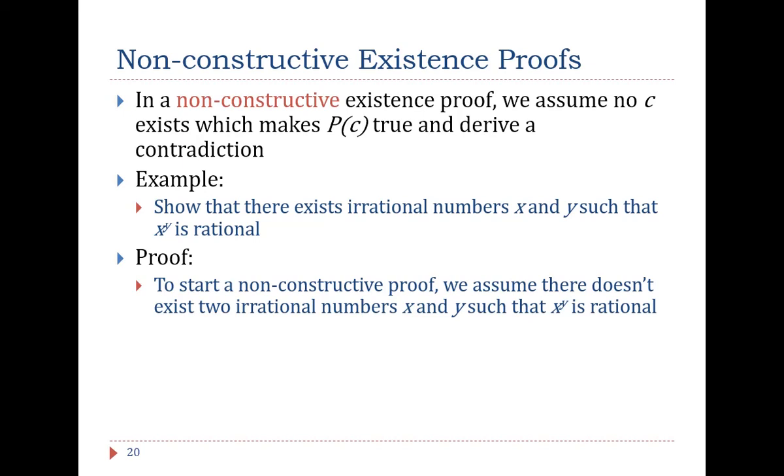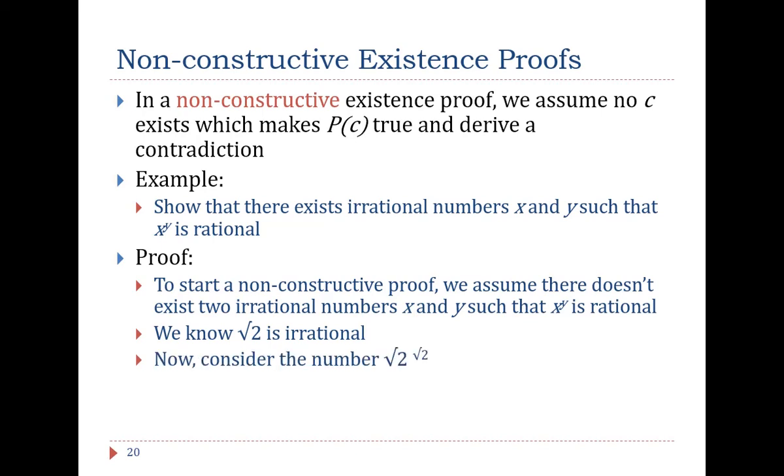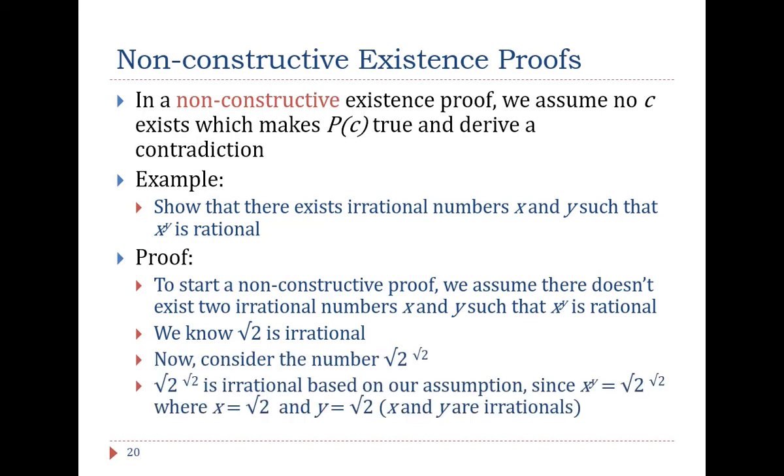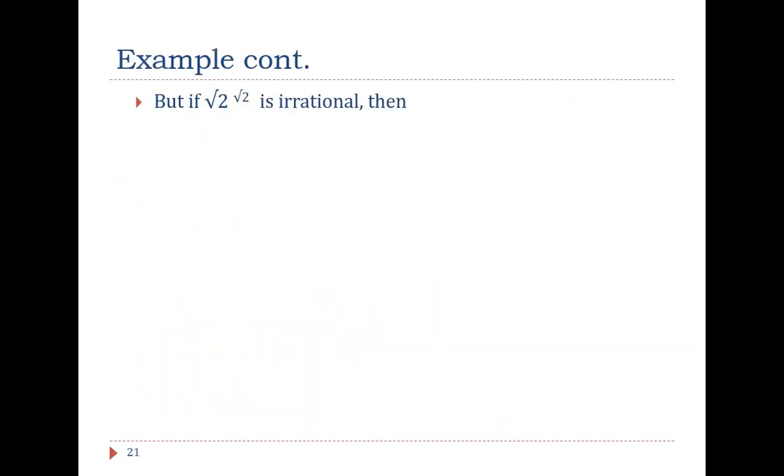So once again, you have to pick up certain instances to make your contradiction. You know that, for instance, square root of 2 is irrational. Good. In this case, square root of 2 to the power square root of 2 must be irrational according to your new assumption. Because if you consider x to be square root of 2 and y to be equal to x, then x to the power of y, which is square root of 2 to the power square root of 2, is irrational.